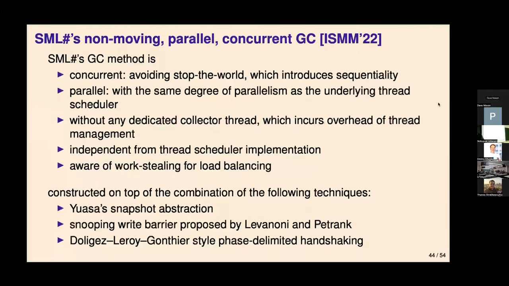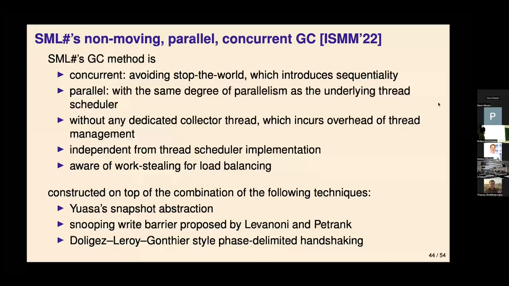Let me briefly introduce the SML# GC. SML# GC is non-moving, parallel and concurrent. It is concurrent and parallel without any dedicated thread management, and independent from the thread switching implementation. So we can maintain and develop our own language runtime system independent from the development of thread scheduling, and it is good for load balancing.